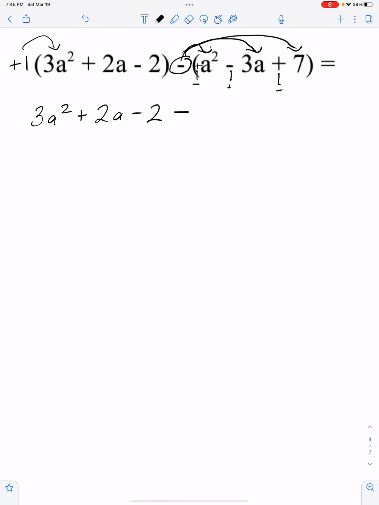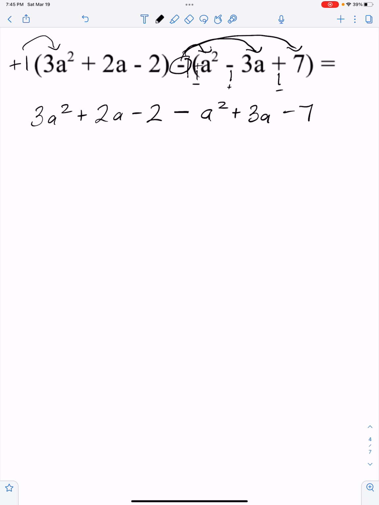So I write down my -a squared because I distributed this negative into it, or you could even say a -1 because we know there's that invisible 1 there. So -1 times a squared is -a squared. -1 times -3a becomes +3a, and -1 times +7 becomes -7. So there you go, I've gotten rid of my brackets. Now I'm ready to move forward with combining like terms.